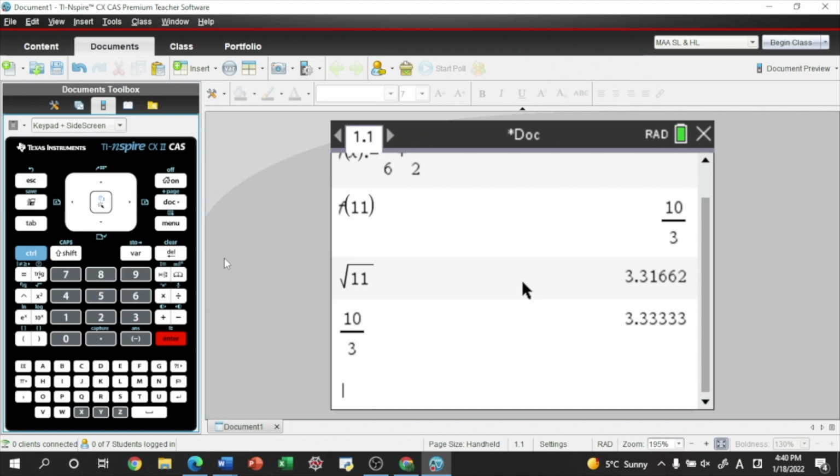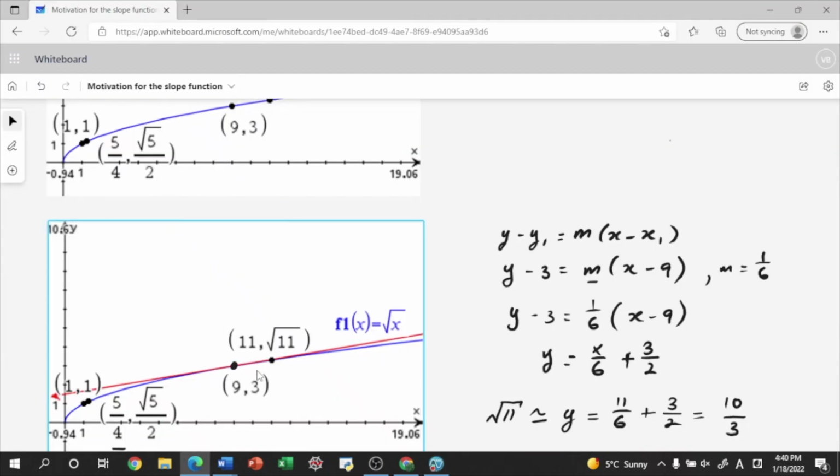The problem is that while this method was excellent for approximating the square root of 11, you can see that it's going to be really terrible for approximating the square root of 5 over 4. You can see here that 5 over 4 is pretty far away from the red tangent line to the curve at (9, 3). We could repeat the procedure though by drawing another tangent line to the curve at a convenient point, say (1, 1), which is what I have over here.